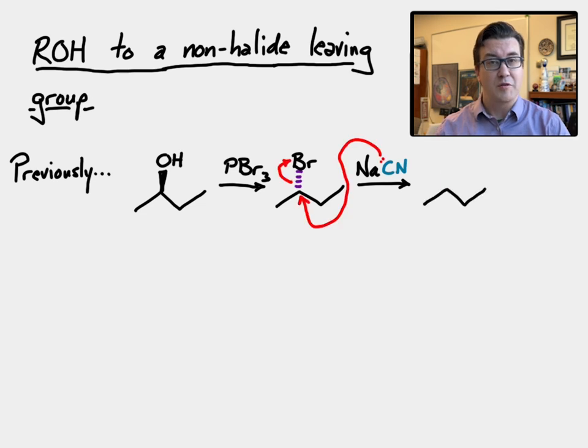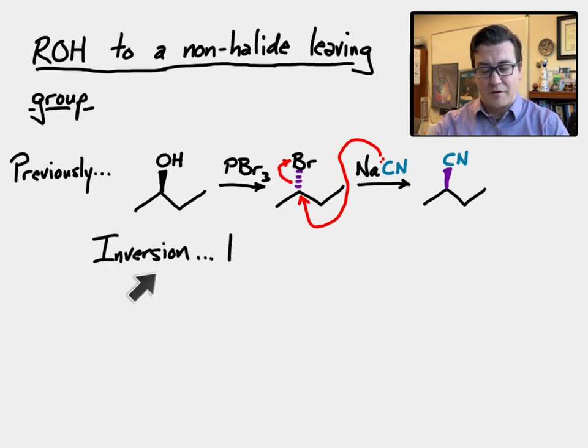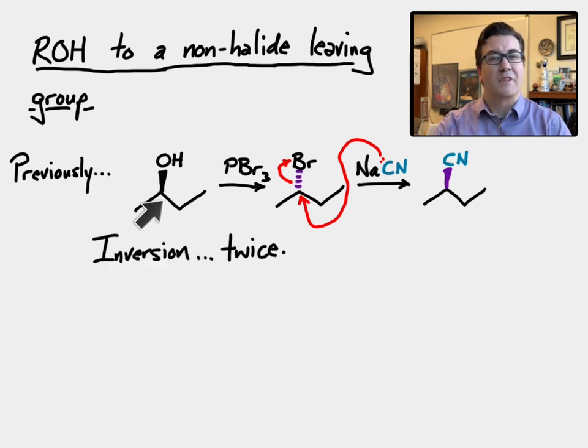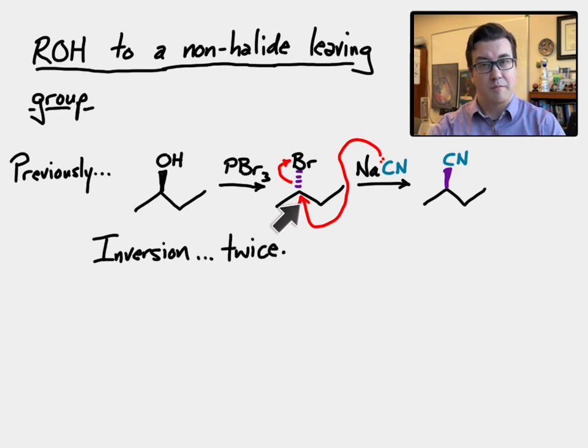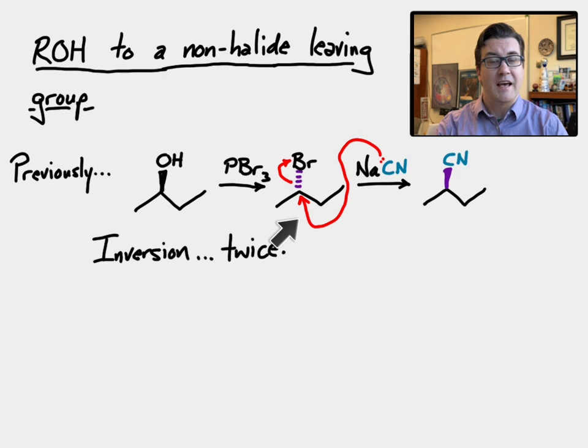So if we have a good nucleophile like sodium cyanide, the cyanide acts as a nucleophile, and this results in an inversion of that stereocenter. In reality, what we've done is we've inverted that original alcohol stereocenter twice. We've inverted it once via an SN2 mechanism to give this alkyl bromide, and then we've inverted it a second time to give the cyanide.